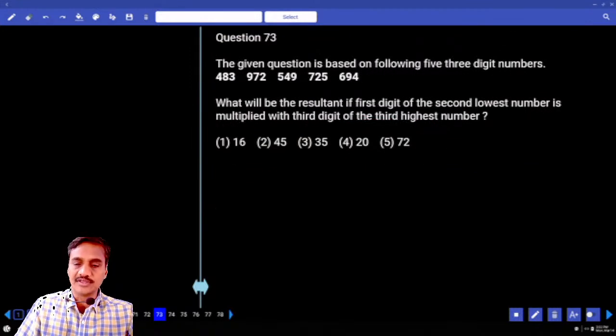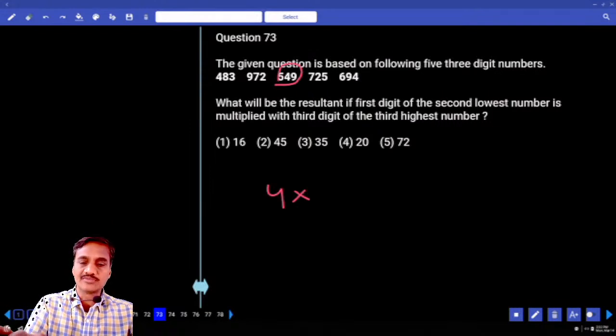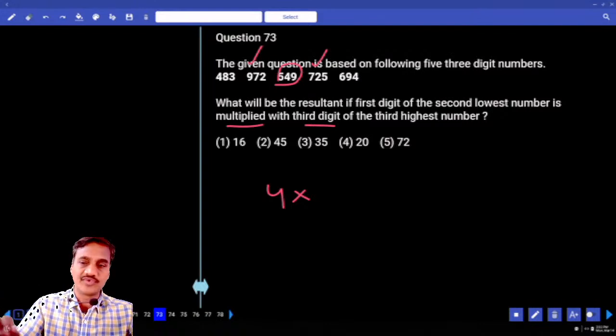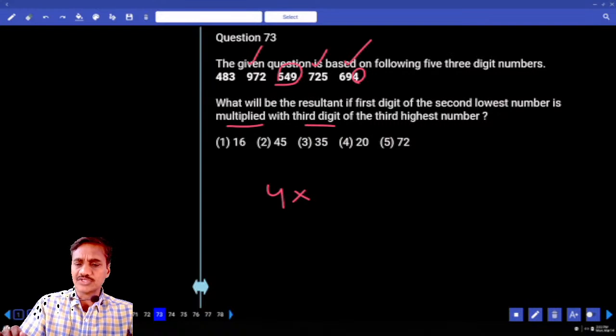Then coming to this 73, what will be the resultant if the first digit of the second lowest number? What is the lowest number in this one? 483, second lowest is 549. Now in this one the second digit is 4, is multiplied with the third digit of the third highest number. What is the highest number? 972, second highest number is 725, and third highest number is 694. Third digit is the third digit of the third highest number.